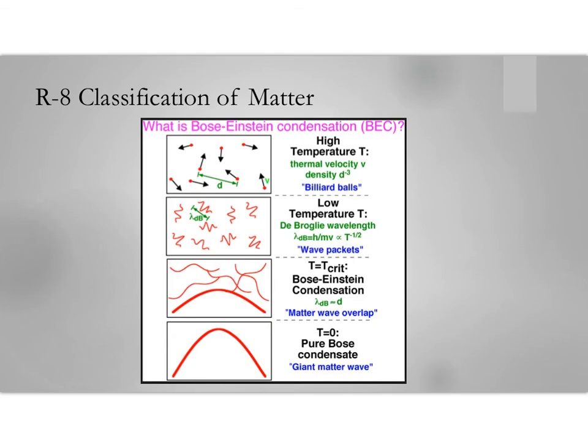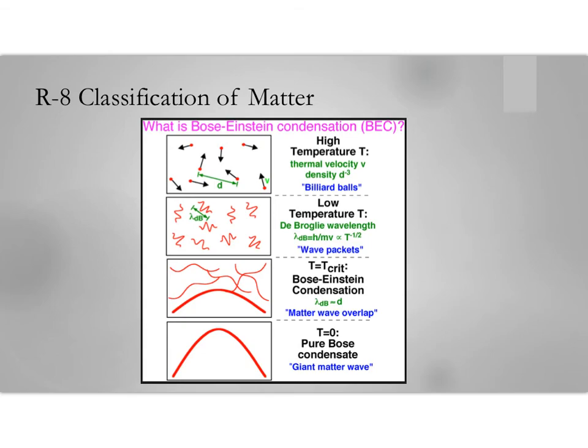This picture here kind of just demonstrates what actually happens to a Bose-Einstein condensate. And it says at high temperature, thermal velocity V, density D to the negative third. It's like billiard balls moving around. They just hit each other and bounce off. As you get to a lower temperature, you see this thing. It says de Broglie wavelength. And there's a whole bunch of stuff there that you don't need to worry about.